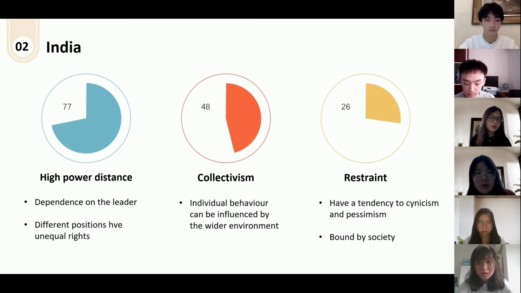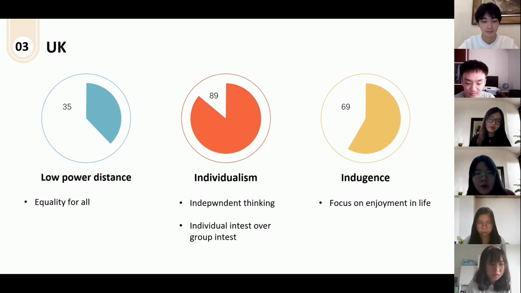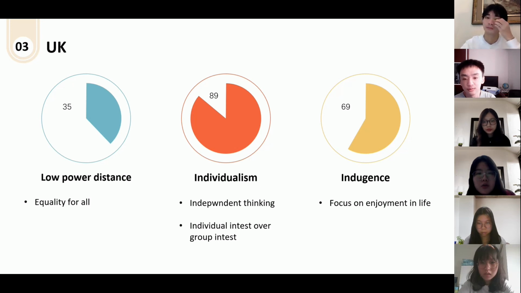Next, about the UK, it is clearly a country of low power distance, looking for equal human relations with people of the same rank, above and below. On the individualism level, with 89 points, it is an individualistic country. People in this type of country tend to think independently and focus on individual achievement. In addition, decisions made prioritize the needs of individuals. Compared to India, the UK is an indulgent type of country. People are more interested in enjoying life and pursuing happiness and freedom.